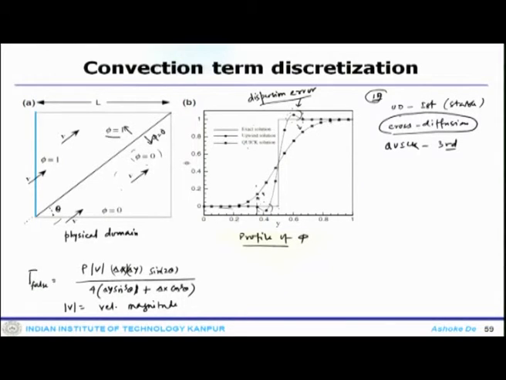Now, that is what you see clearly: the differences which arise because of these different schemes, and this is a very good example of what kind of error you obtain when there is a sharp gradient. So, there are two different errors which dominate in the system. One is the diffusion error or false diffusion, another is the dispersion.